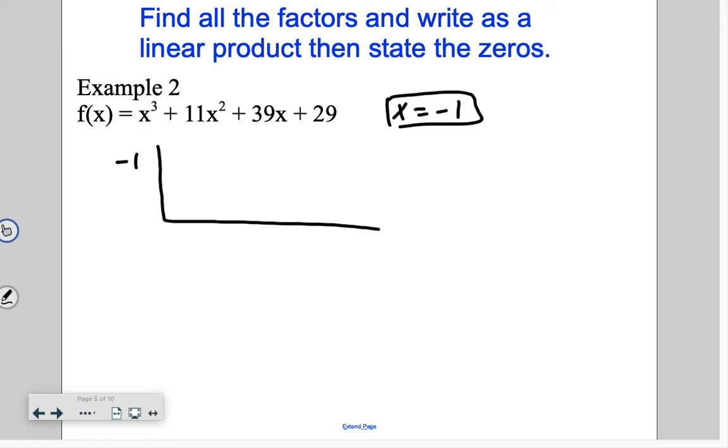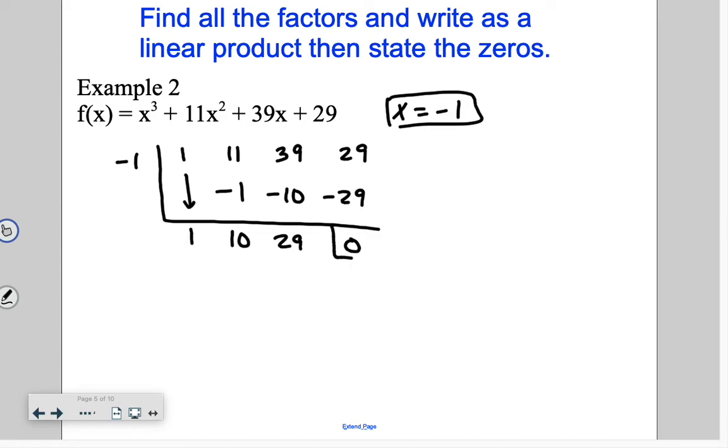Take your coefficients. Remember, if any of them are missing, make sure you fill them in with zeros. So we've got 1, 11, 39, and 29. We don't have any missing, so I don't have to fill any zeros. And work your way through the process of synthetic division. Bring the 1 down. Multiply, I get -1. Add, we get 10. Multiply by the -1, I get -10. Add, we get 29. Multiply by the -1. Add, I get 0. Quick question. Why should it make complete sense that I got a remainder of 0?